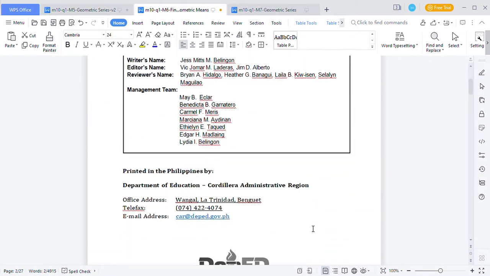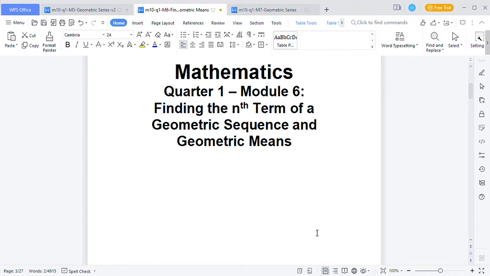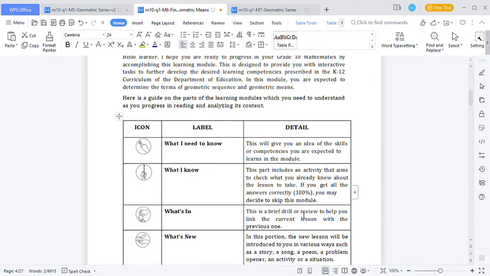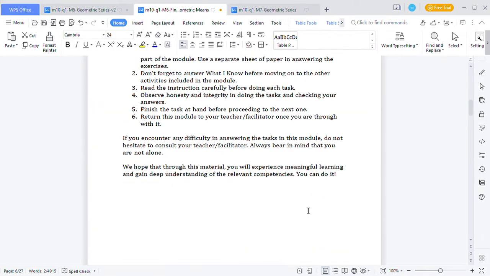Okay, so we will go first to geometric means. So, finding the end term of a geometric sequence and geometric means. For a geometric sequence, of course, we have here.